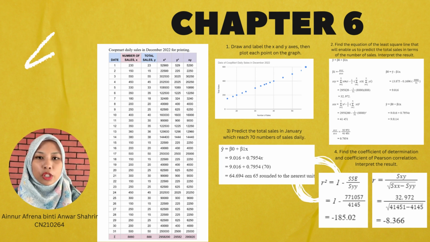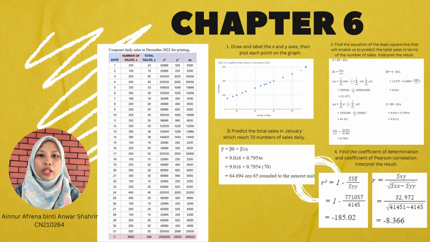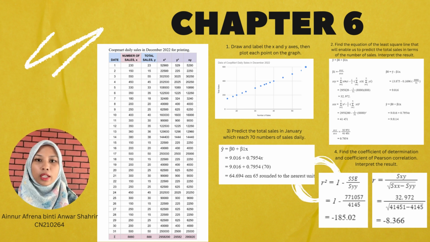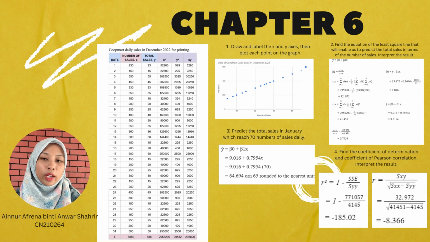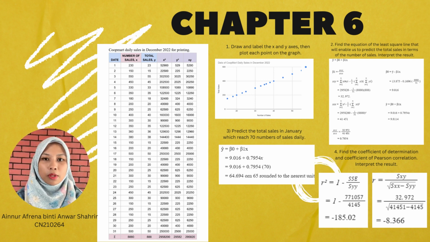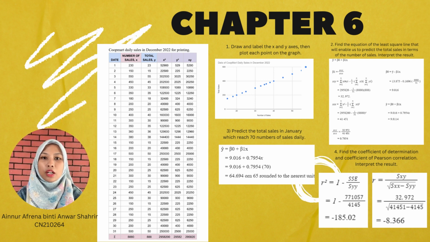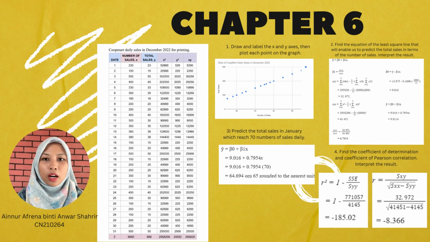When R is between 0 and plus minus 0.5, the correlation between the variables is positively weak or negatively weak. But when R is between plus minus 0.5 and 1, the correlation between the variables is positively strong or negatively strong. There is no correlation between the variables when R is equal to 0.